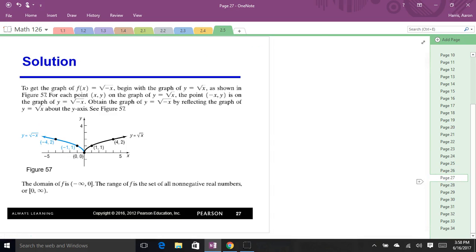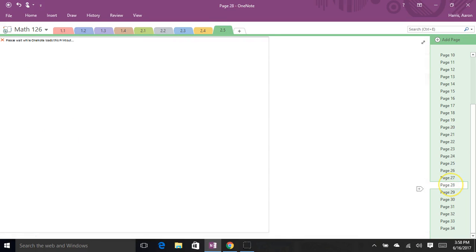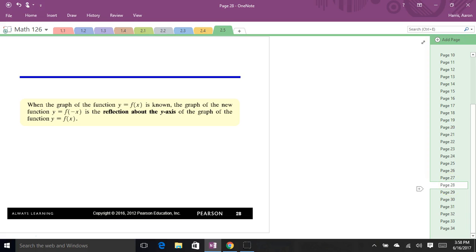There's your nicer picture of that. You notice again the reflection about the y-axis, and there's your generalization.